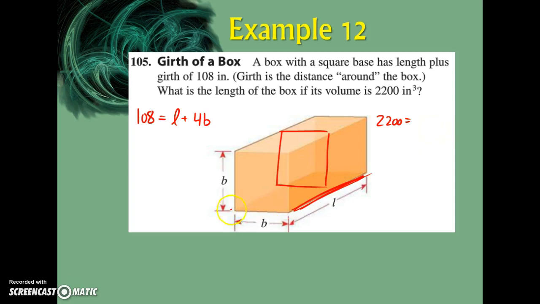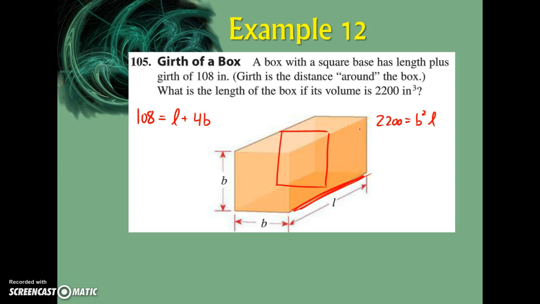That's length times width times height. My length and width here are both b, so that's b squared L. If I'm trying to solve this problem, I've got two unknowns. I don't know what b is and I don't know what L is. But I've got two equations to be able to figure it out, which means we can solve this problem.